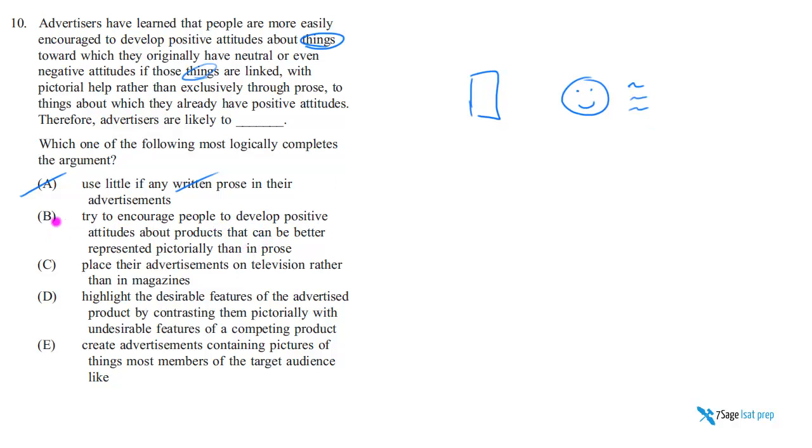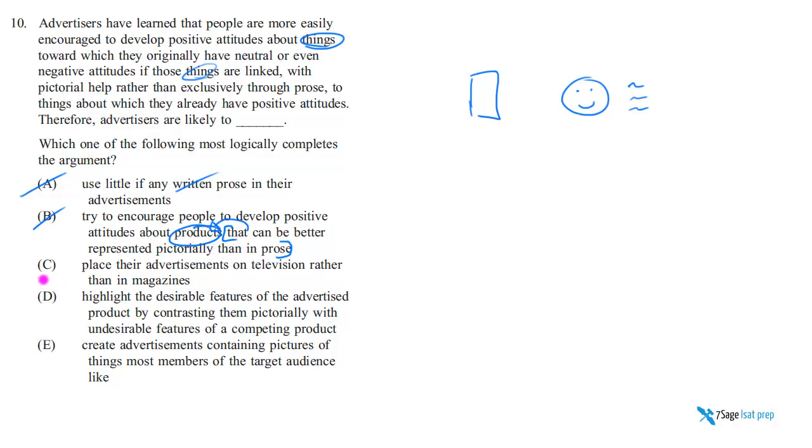But this B is a really tricky answer choice. You've got to read it very carefully. It's saying that advertisers will try to encourage people to develop positive attitudes about products, and then the rest of the statement just modifies products. Not all products. Which products? Only products that can be better represented pictorially. But I don't know, paper could be represented better pictorially or through prose. That's not the important thing here. This picture versus prose is talking about the thing that consumers already have a positive attitude about. That's the thing you want to represent with pictures, not the product itself. The product itself could be represented with prose for all we know. It doesn't say. So that's what B is trying to pick up on, to see if you can pick up on that distinction.